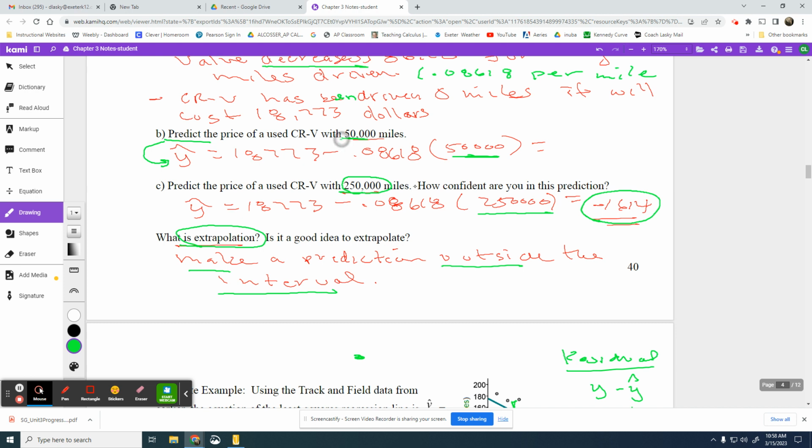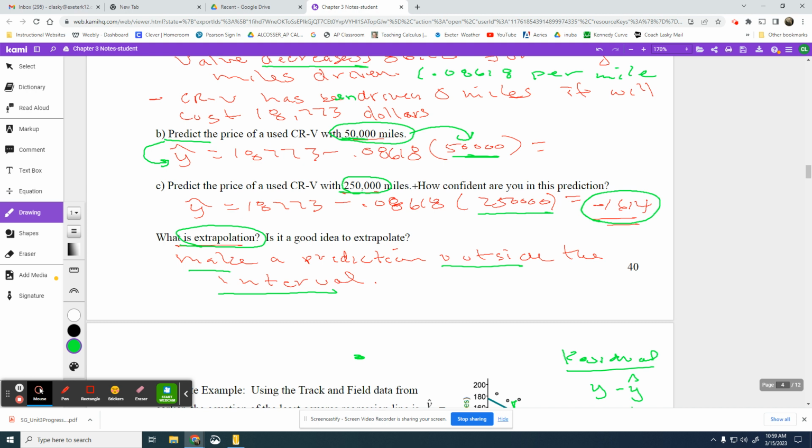Well, we just take the mileage and plug in the miles right there, and when we multiply that out, we get a value. I didn't have my calculator earlier, and I'm not going to do it now. So you just plug it in and you get a predicted value. Let's predict it with 250,000 miles. So we plug in 250,000 miles. I actually wrote down the answer on this one, and we get negative 1,614.